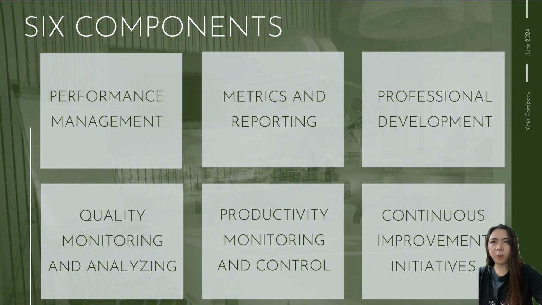The fifth component is productivity monitoring and control. Productivity is the output produced by employees within a certain time. The guidelines also include measuring, comparing, identifying problems, and giving feedback. Productivity monitoring and control makes sure that employees are productive and finds out why if they are not.